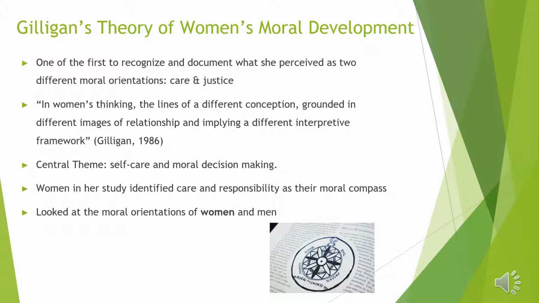Based on Gilligan's study, presenting information that women identify care and responsibility as their moral compass, Gilligan proposed that women's moral development proceeds through a sequence of 3 levels and 2 transition periods. Each level identifies a more intricate relationship between self and others, and each transition represents the achievement of a more sophisticated understanding between selfishness and responsibility.